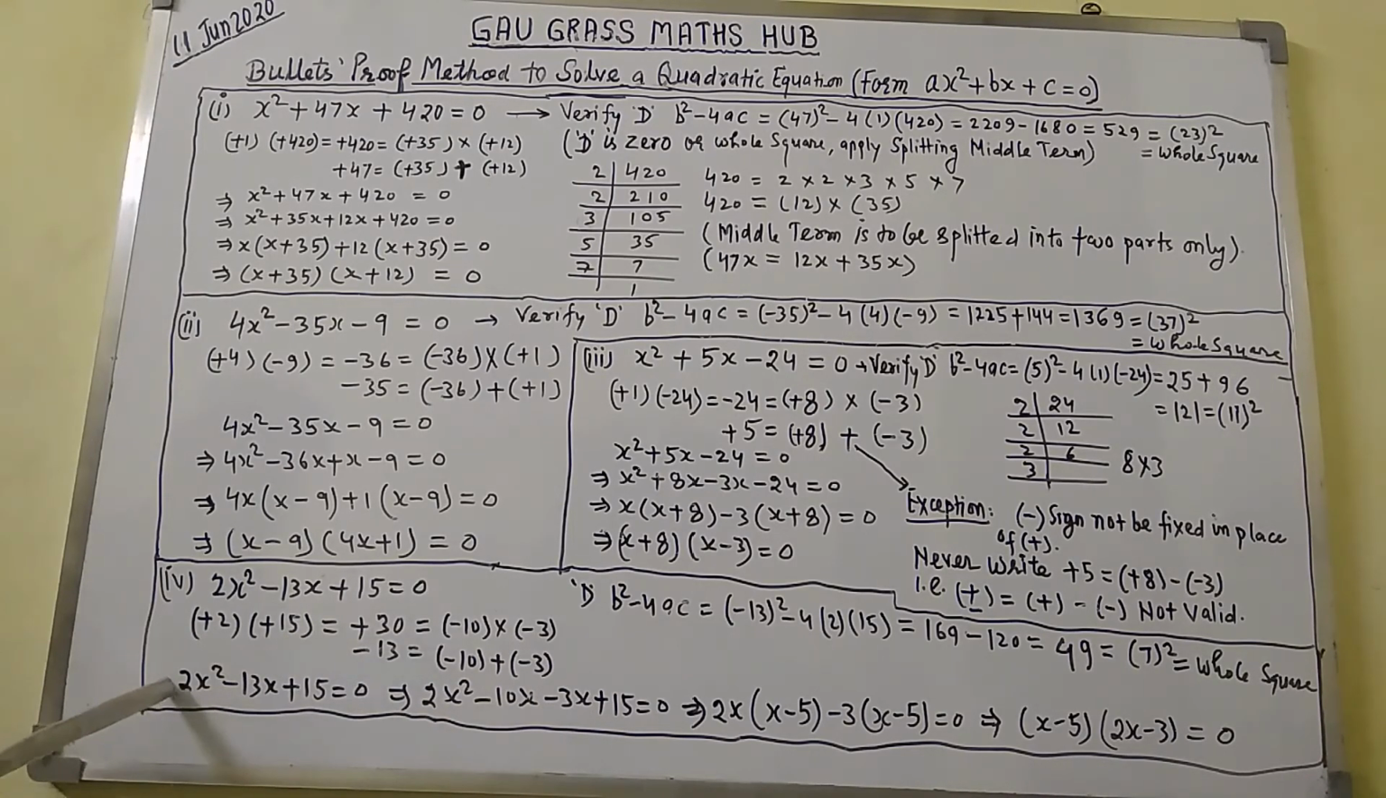Now I have written the original quadratic equation here: 2x square minus 13x plus 15 equal to 0. Now here you can see the middle term itself is minus 13x. That will be split in two parts as minus 10x minus 3x. That's why I have written in place of minus 13x as it is minus 10x minus 3x, plus 15 will be there.